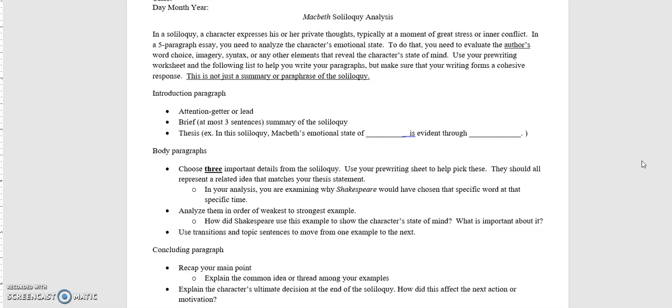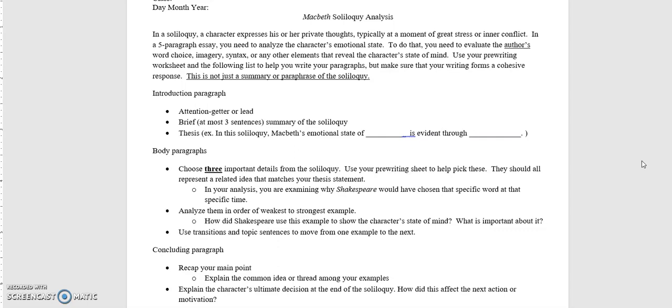For Macbeth, you will be writing a 5-paragraph essay, and in that 5-paragraph essay, you will be analyzing a character's emotional state by analyzing the author's craft. What that means is you'll look at a soliloquy and decide how Shakespeare has decided to demonstrate a character's particular emotional state. You'll be getting a direction sheet that looks like this, so let me take you through these directions.